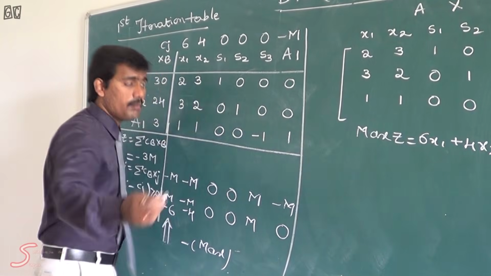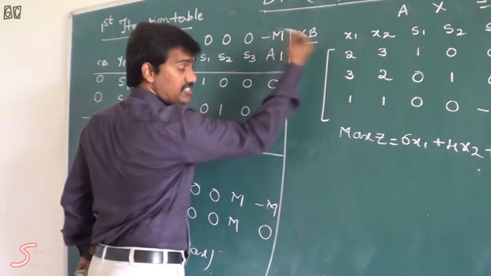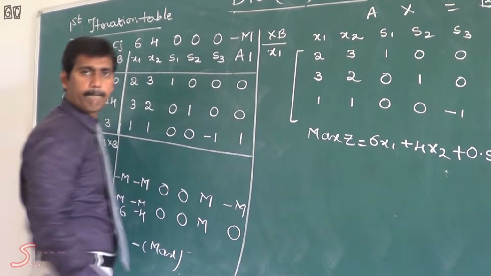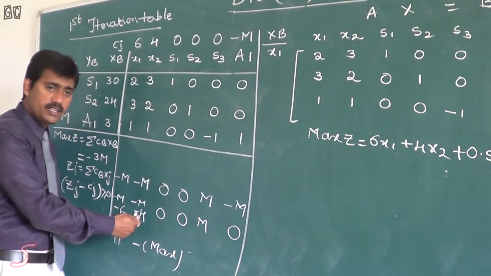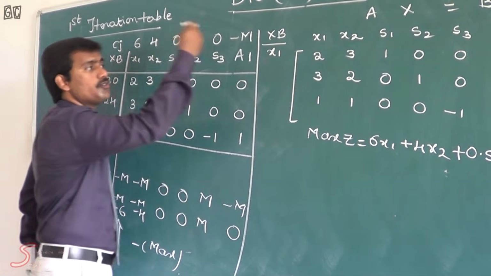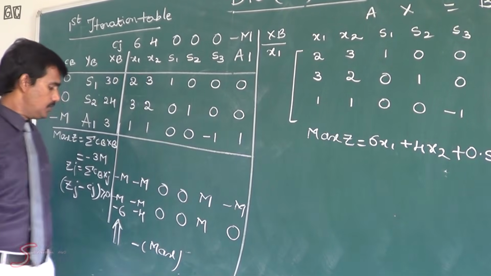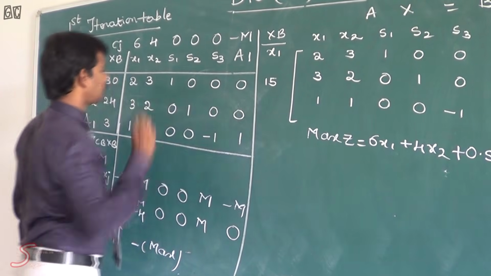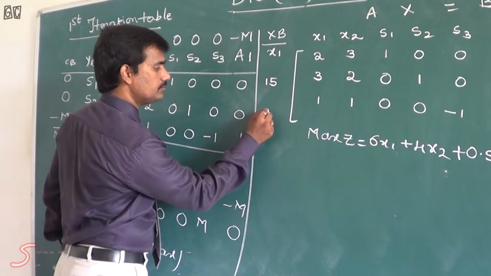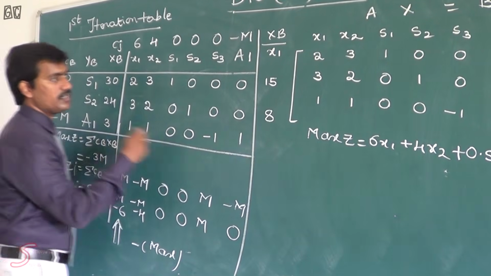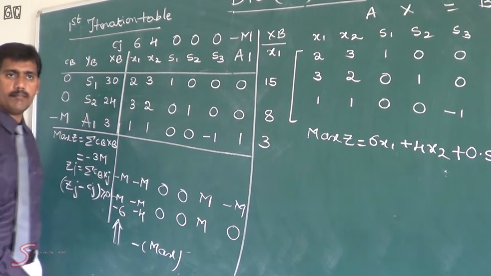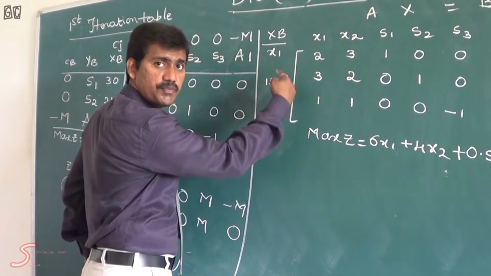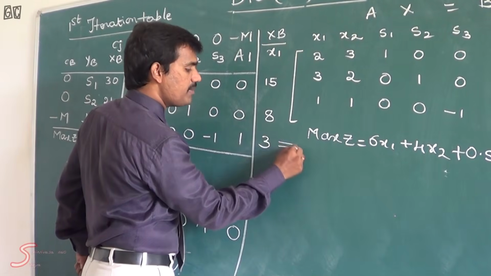After this we have the minimum ratio rule, that is xb by xj. This arrow indicates x1. If for example we had m minus 8 here, then the arrow would indicate x2, and so on. So xb by x1: 30 by 2 is 15, 24 by 3 is 8, 3 by 1 is 3. Here we have minus of maximum, so we consider plus of minimum from these, and the minimum is 3.